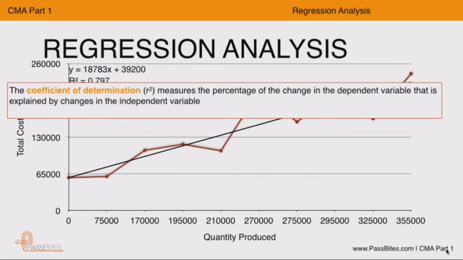Make sure in your exam you calculate the coefficient of determination as a percentage. You take R and square the value, you will get the coefficient of determination, and that explains the variability in the dependent variable when the independent variable shows some movement.